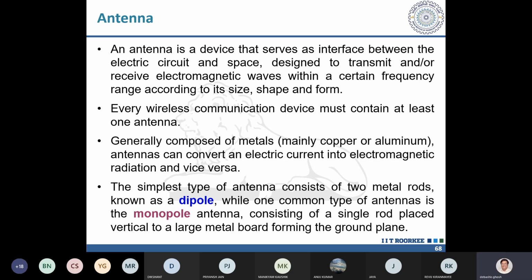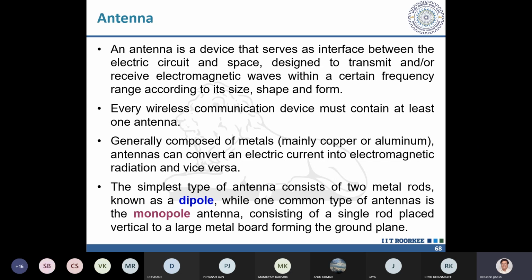Whereas the antenna that you see in your car has only one rod, so it is a monopole antenna. This monopole antenna is generally placed on a ground which is made up of a metal board. In your car, the roof of the car itself is that ground plane. Because it is made of metal, we can use a monopole in a car.